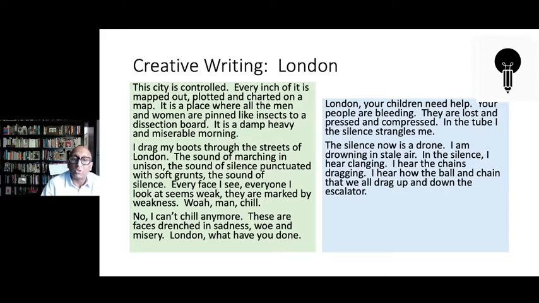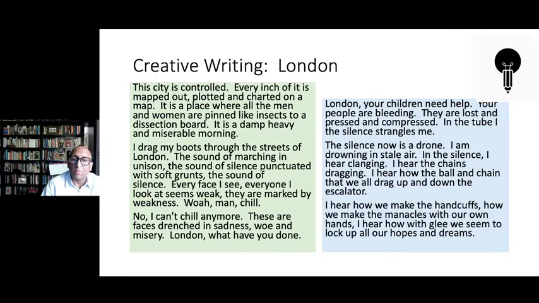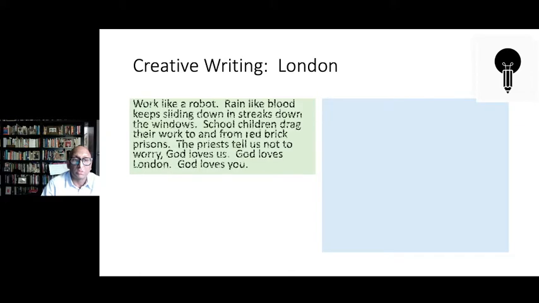I hear the ball and chain that we all drag up and down the escalator. I hear how we make the handcuffs, how we make the manacles with our own hands. I hear how, with glee, we seem to lock up all our hopes and dreams. Work like a robot, rain like blood, keep sliding down in streaks down the windows. School children drag their work to and from red brick prisons.